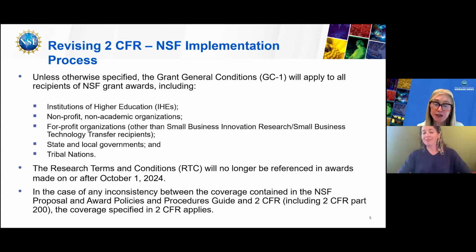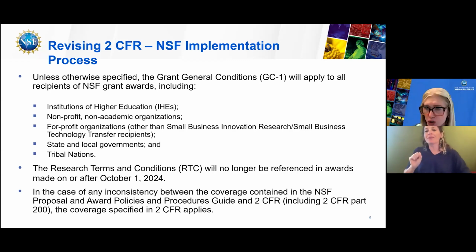So another way that we are going to implement this document is to make a statement that in the case of any inconsistency between the coverage contained in the Proposal and Award Policies and Procedures Guide and 2 CFR, including 2 CFR 200, the coverage specified in 2 CFR applies. Why are we doing that?